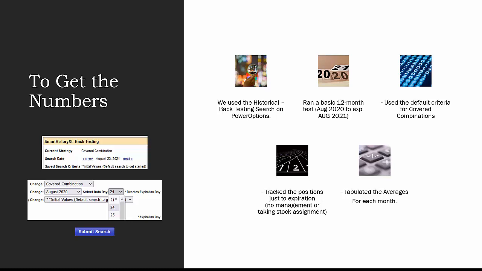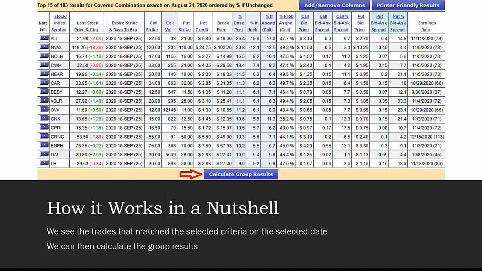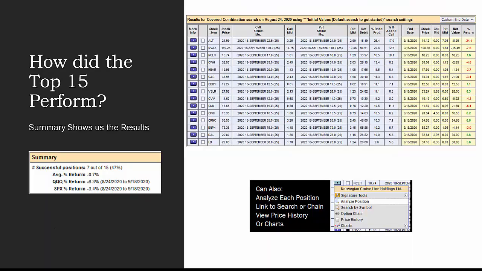Now, how does this tool work in a nutshell? Well, we simply put in the date that we'd like to run a screen based on the criteria, either the PowerOptions default criteria or one of your saved searches. We see the trades that match the selected criteria on the selected date at close of business. We can then calculate the group results to see how each of the top 15 trades that matched our criteria performed to the end of expiration.